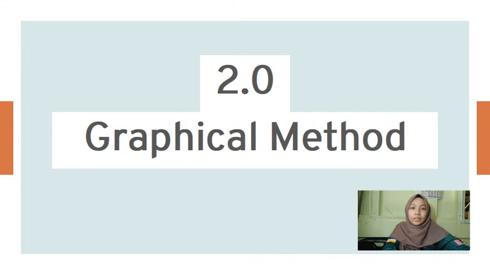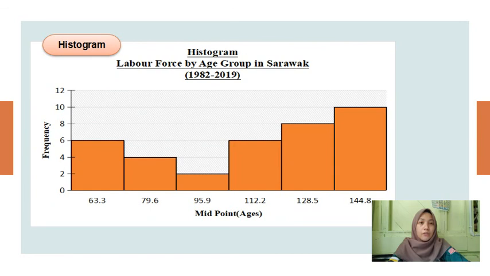For my part, I will explain about graphical method. The graphical method has three types for quantitative variable data. The three types are histogram, ogive, and frequency polygon. The first graph is a histogram.